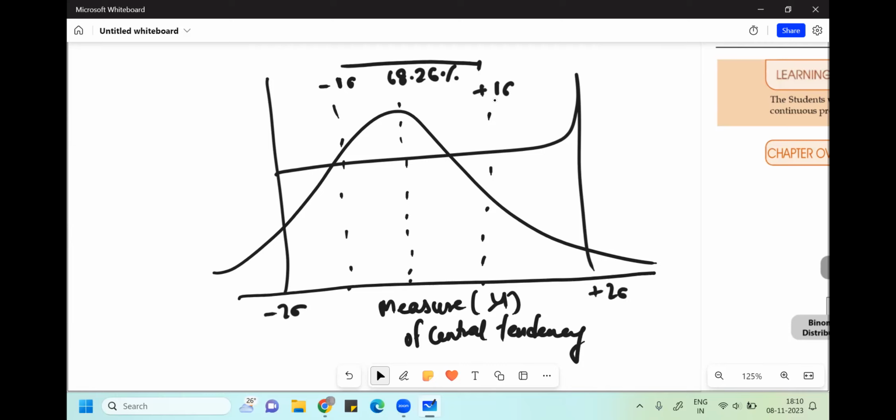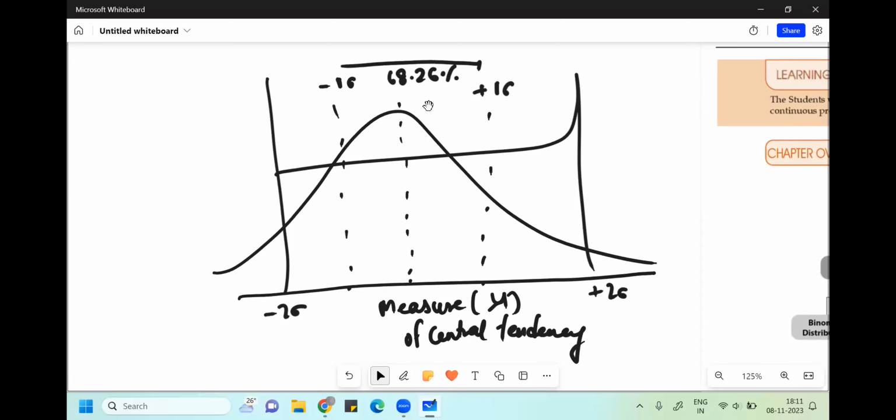We'll discuss this. Does anyone know about this normal distribution curve, the bell shaped curve and all? Anyone aware of this? You can use the chat option or you can tell me. You all have studied normal distribution?